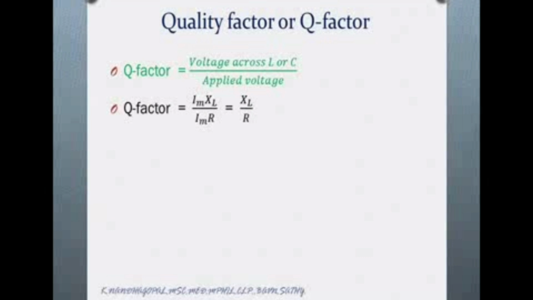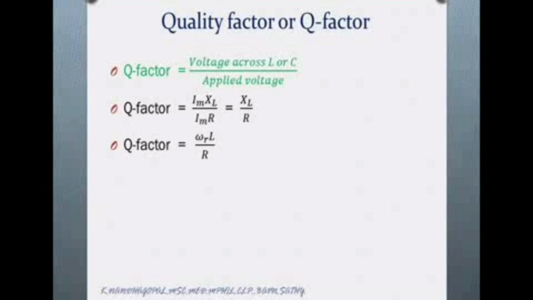XL is the inductive reactance. V equal to IR according to Ohm's law. So Im XL divided by V equal to IR, so Im R. So Im cancel each other, so XL by R. So that is the Q factor, that ratio.